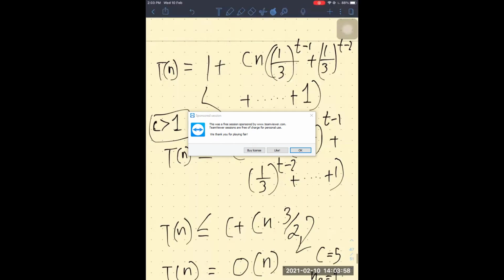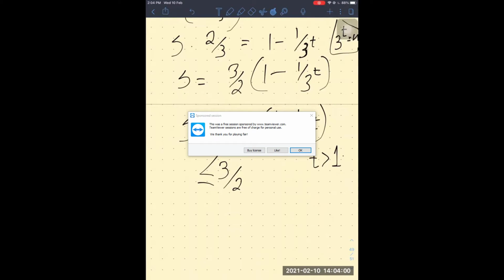So given that t is greater than 1, this thing will be less than 1. Do you see that? Yeah, got it. So we can write that this entire thing is less than 3 over 2. So from there, we can safely assume that the sum of this series S is less than or equal to 3 over 2.